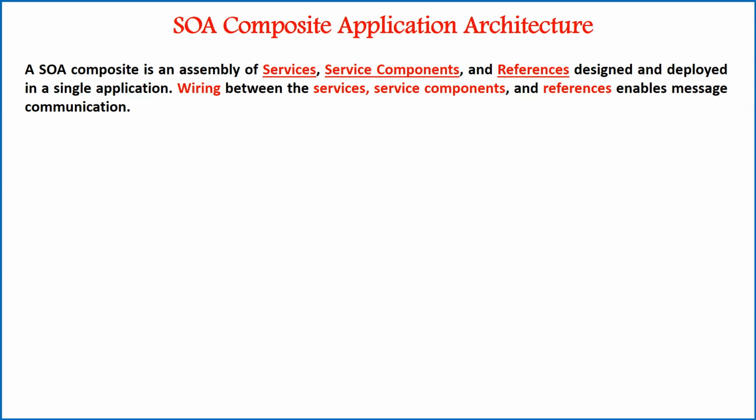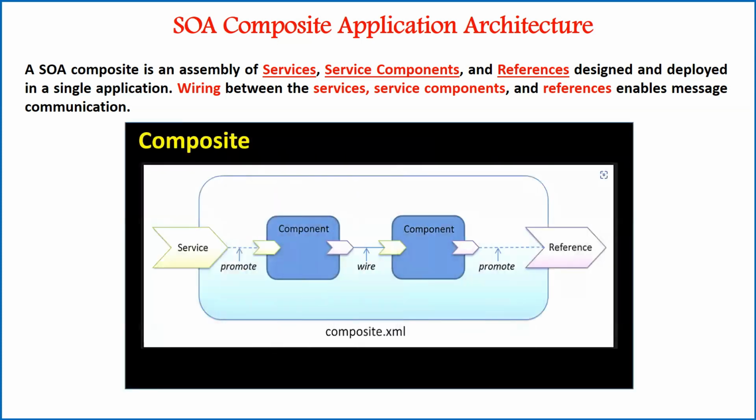And you will see that in detail once we go for a demo of developing a SOA composite application. But as of now, you can understand there is a wire in between, which connects all three major components of your SOA composite architecture: services, service component, and references. So it enables message communication. Once they are connected, they can all communicate or talk with each other.